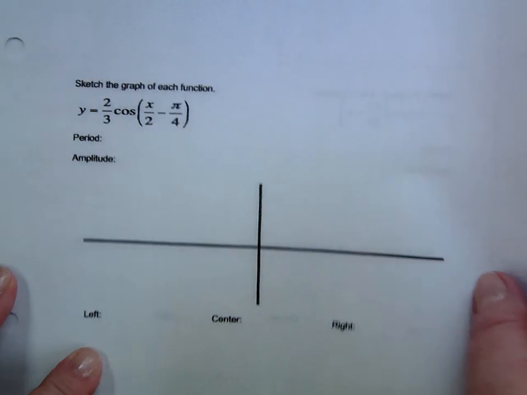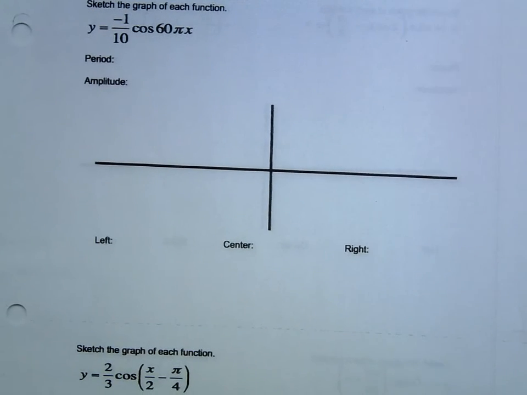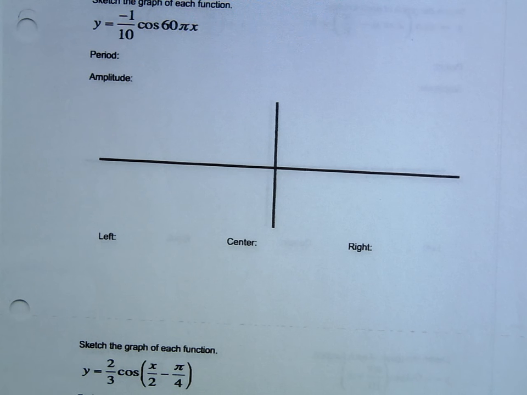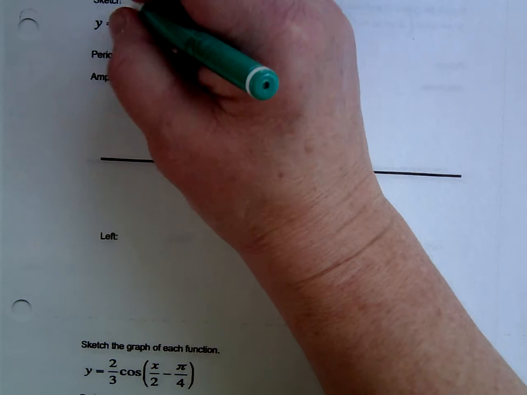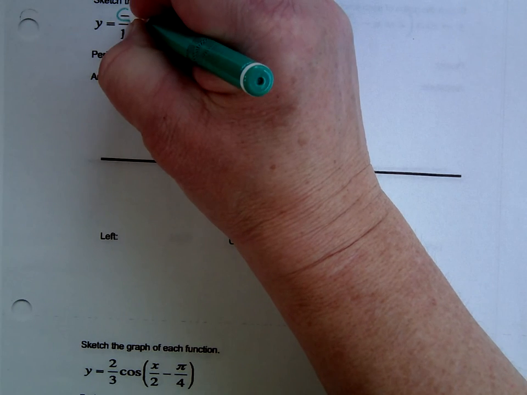Next one. Next one is this guy here. And this one again adds in a whole nother thing, right? We've got a whole nother situation in here that we haven't seen before. And that situation is this negative sign.